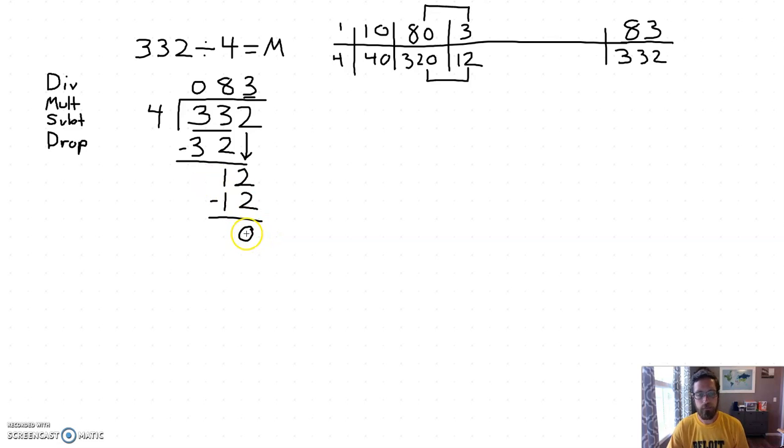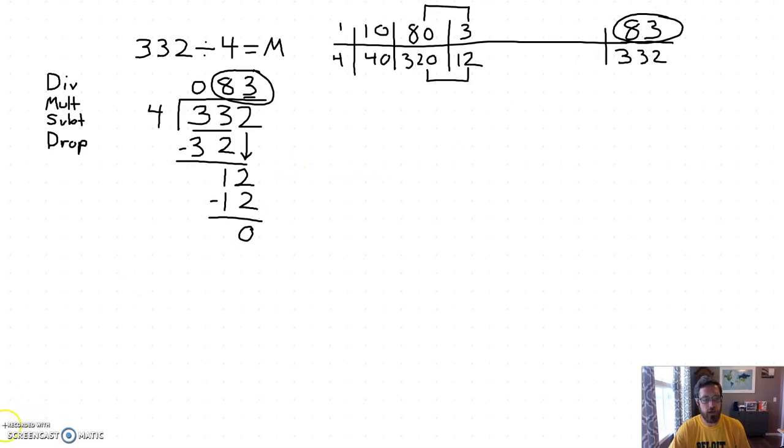Nope. Is my remainder less than my divisor? And yeah, in fact, do I have a remainder? No, I don't, because it's 0 and it's less than that. And I have no other place values, so I'm done. So my answer would be 83, which is exactly what we got here.